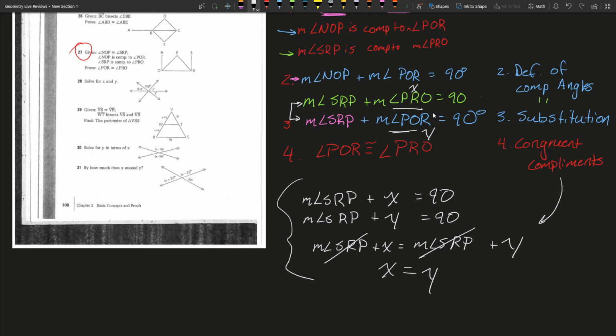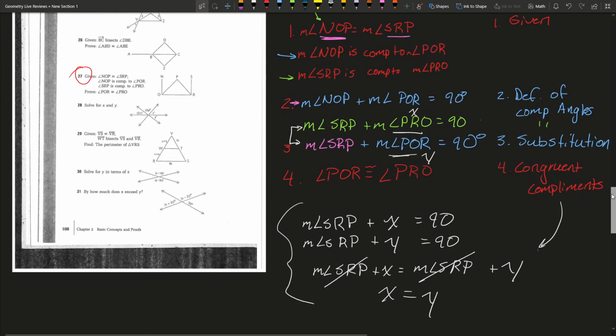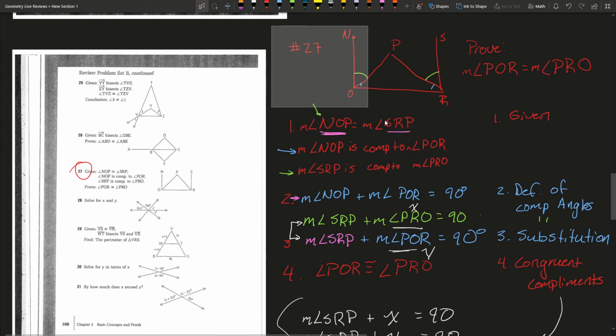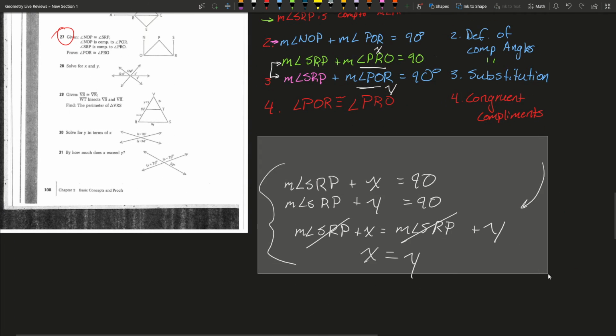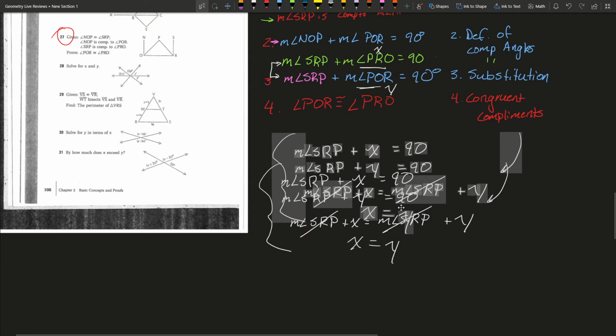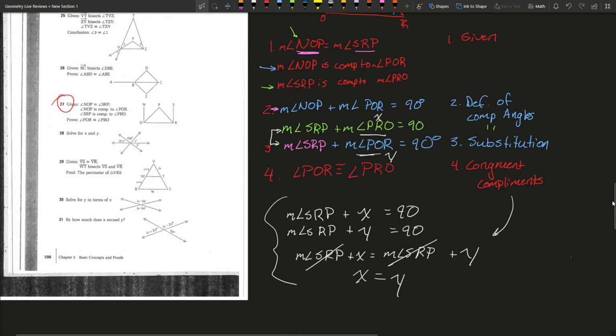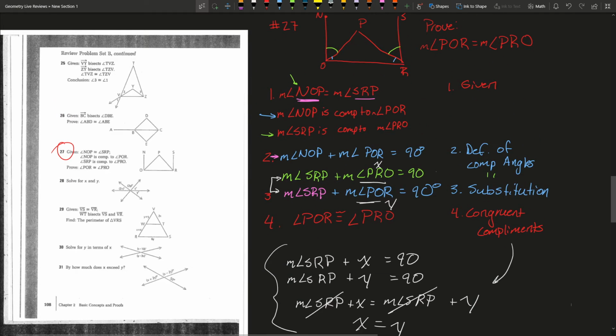Are there any questions over that? I'm going to scroll up just a little bit so people can see it. And I might make it all smaller. All right, if there's no questions on 27, I'll do 29.